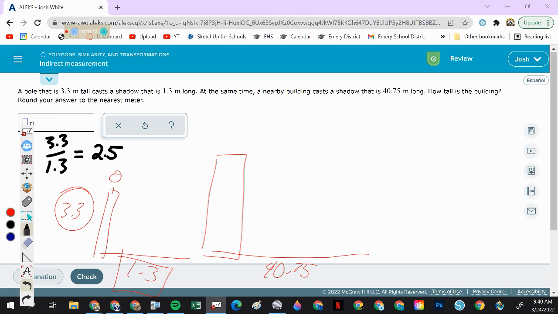Is that the only way to do this? No? What else could we have done? Well, we could take 40.75 and divide it by 1.3. What does that give you? 40.75 divided by 1.3. Okay, and what do we do with that? We would times it by this. 3.3 times 31.3 would give us the height of the building. It works both ways. Okay, that's it. Get to work.